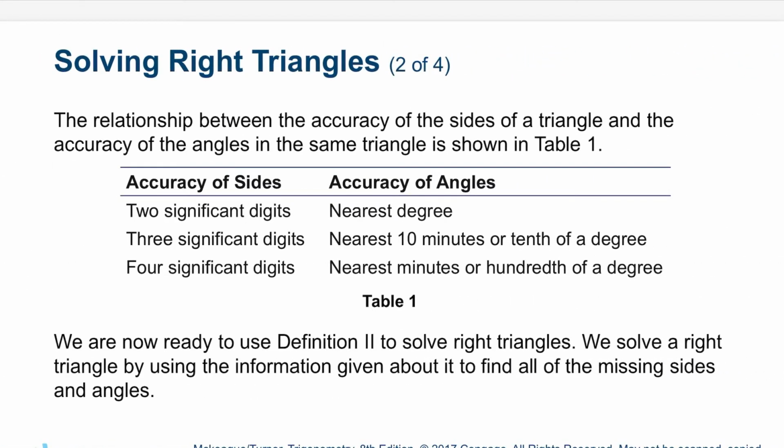For this one, they want you to know the accuracy of the angles in the same triangles shown in this table. So for accuracy of sides, you want 2 significant digits, and for angles, you want to round to the nearest degree. In the case where there's 3 significant digits for the side, you want the nearest 10 minutes or the 10th of a degree. And in the case of 4 significant digits, you want the angle to be to the nearest minute, which would translate to the 100th of a degree.